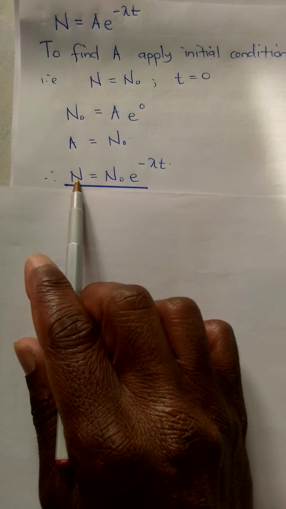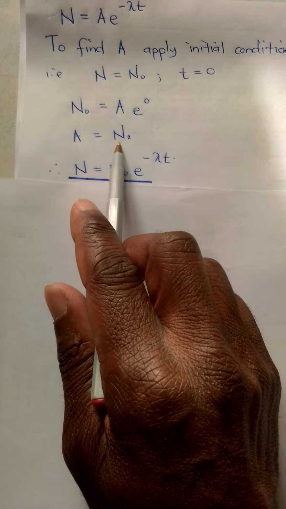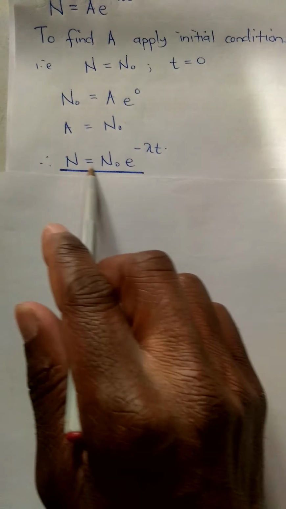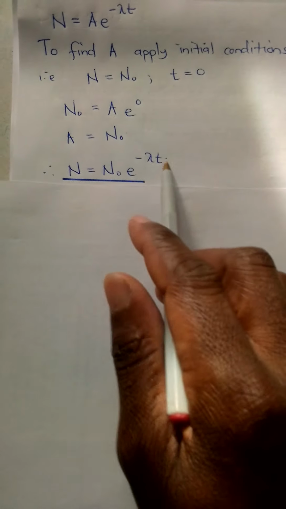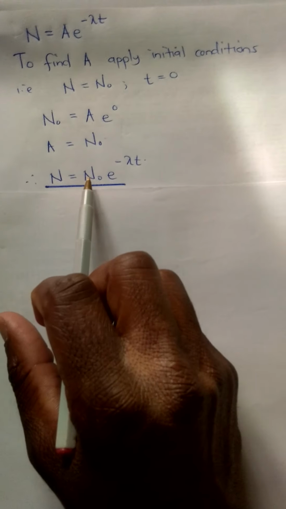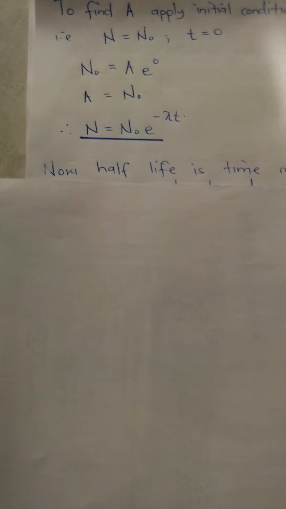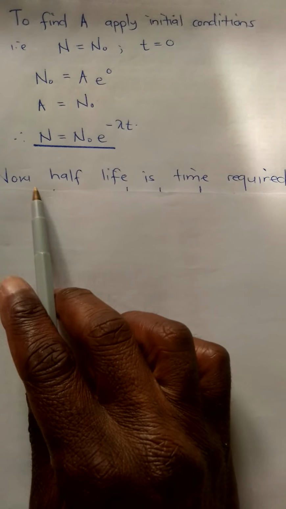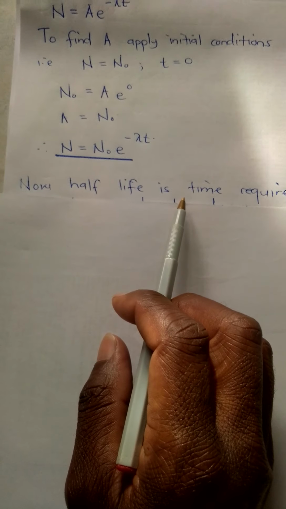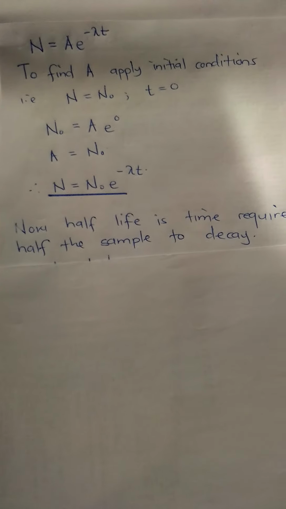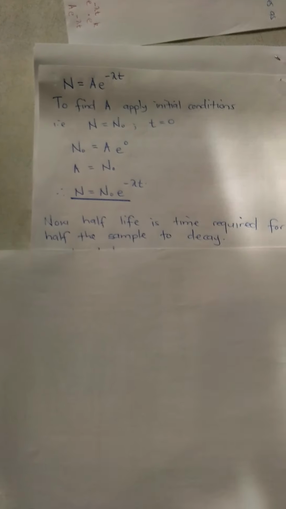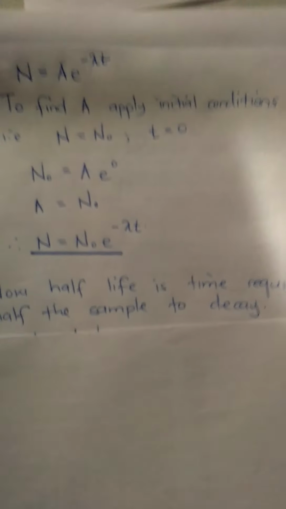Now that we have a, which is N naught, we can use this equation to link the number of particles and the original particles in the sample with time. Lambda is called the decay constant. It's just a constant. Now, half-life, remember we want to calculate the half-life, is the time required for the sample to decay to half its original mass or half its original number of radioactive particles.